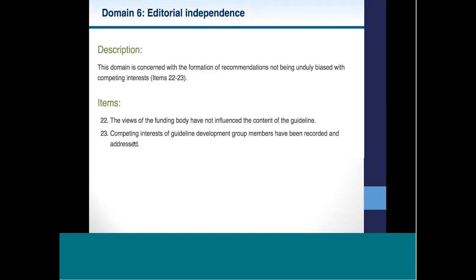The final domain is editorial independence. This domain is concerned with the formation of recommendations that are not being unduly biased by competing interests. So there are 2 items only. The first one is the views of the funding body have not influenced the content of the guidelines, and also that the competing interest of the guideline development group has been recorded and addressed. So the guideline should include the competing interest, which is the final item, but also it's very important to assess if those competing interests or if the funding body have not influenced the content of guidelines.